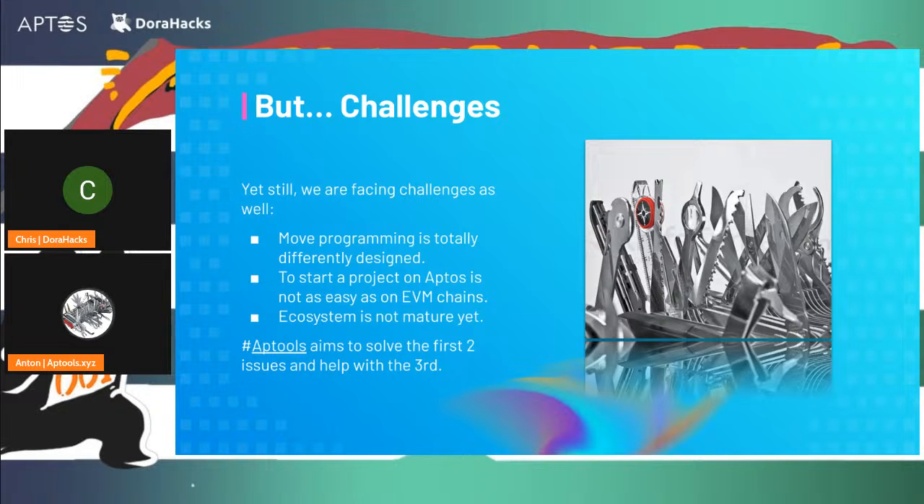And starting a project on Aptos is also not as easy as on EVM chains, because everything in the infrastructure on EVM is more mature, and on Aptos we still lack the tools that help people to start their own projects. Also, the ecosystem is not mature yet, because it takes time, and we're still at a very early stage on Aptos. But with Aptools, we aim to solve the first 2 issues and help to grow the ecosystem with the third. Most projects have their own tech team, but some brilliant people have good ideas and normally don't have developer resources around them. That's for non-tech people. So those are the opportunities and the challenges.